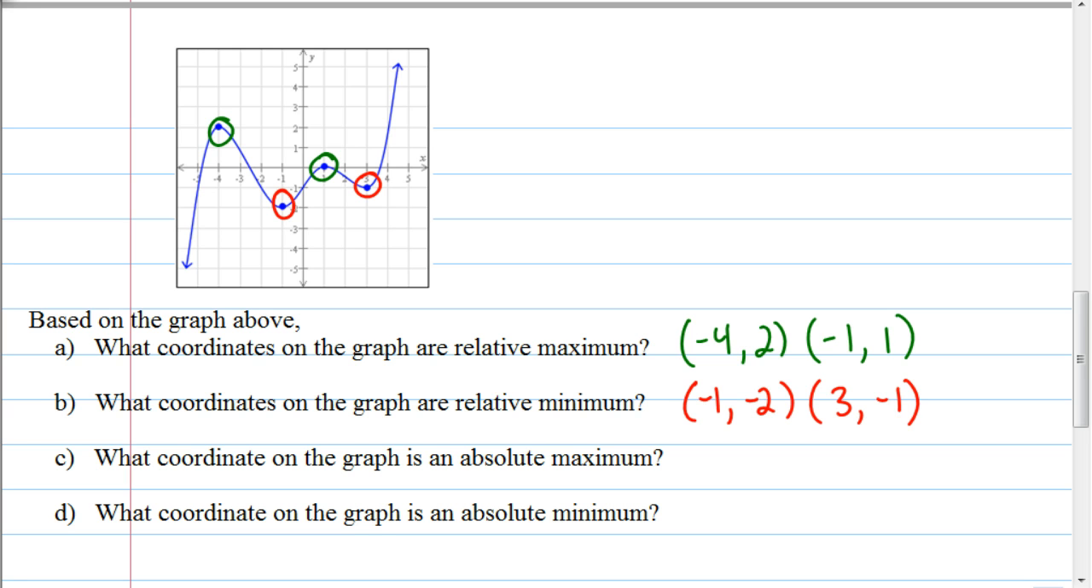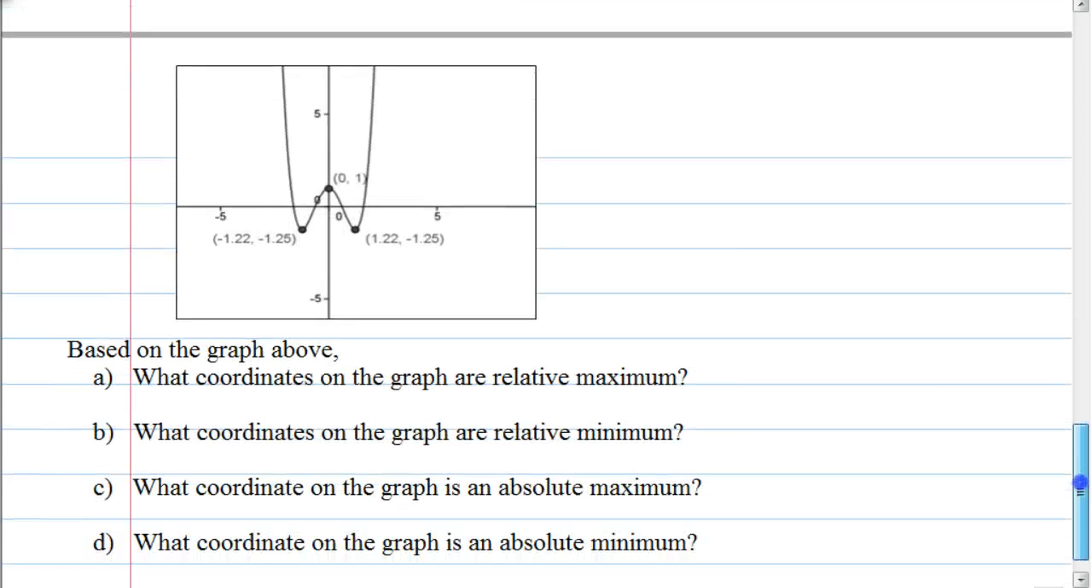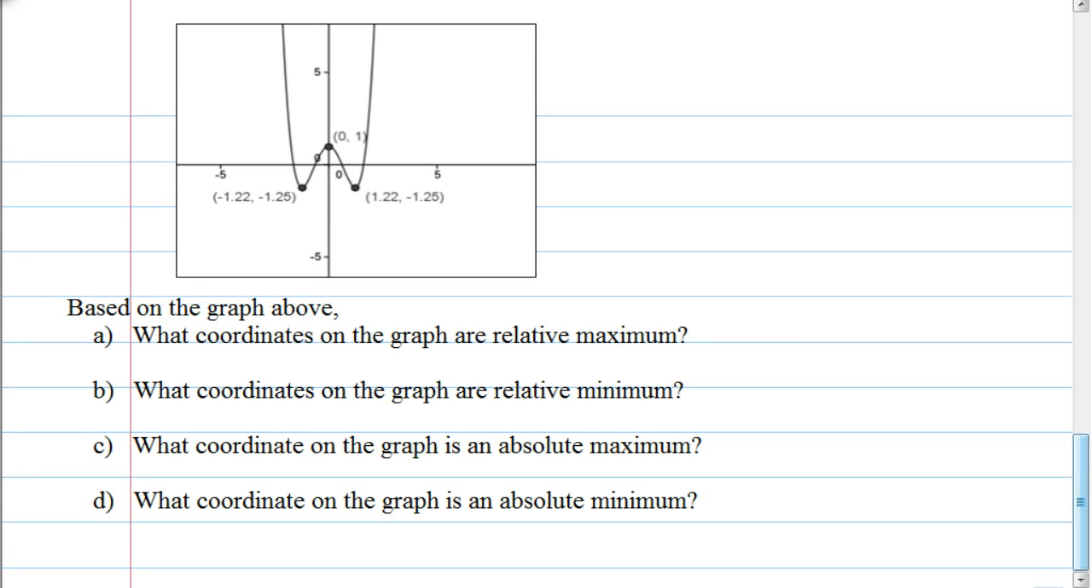Now the next part says, what coordinate on the graph is an absolute maximum? Well, we're looking for the absolute maximum here, so in that case, this is the highest one. So that would be -4, 2. Then it says, what coordinate on the graph is an absolute minimum? Well, the absolute minimum here would be the lowest point on this graph, and the lowest point here is the coordinate -1, -2. Relatively easy concept. Why don't you see if you can do this one on your own? So pause the video and hit play if you're ready to check your answer.